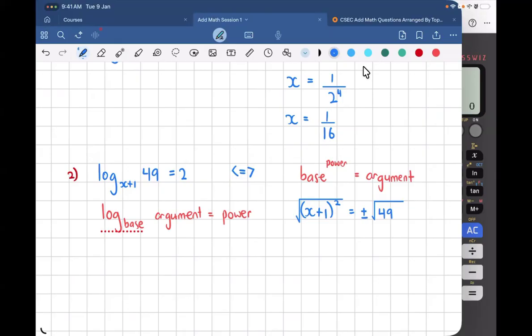But so far, Serena, are you good? Yes, sir. Like I said, square and square root cancel off. So we end up with x plus 1, and that would be equal to plus or minus what? What is the square root of 49? 7. Great. So we're going to have two solutions. The first solution is the positive case. So x plus 1 is equal to positive 7. If you move across the plus 1, you'll end up with 7 minus 1, which is equal to 6.